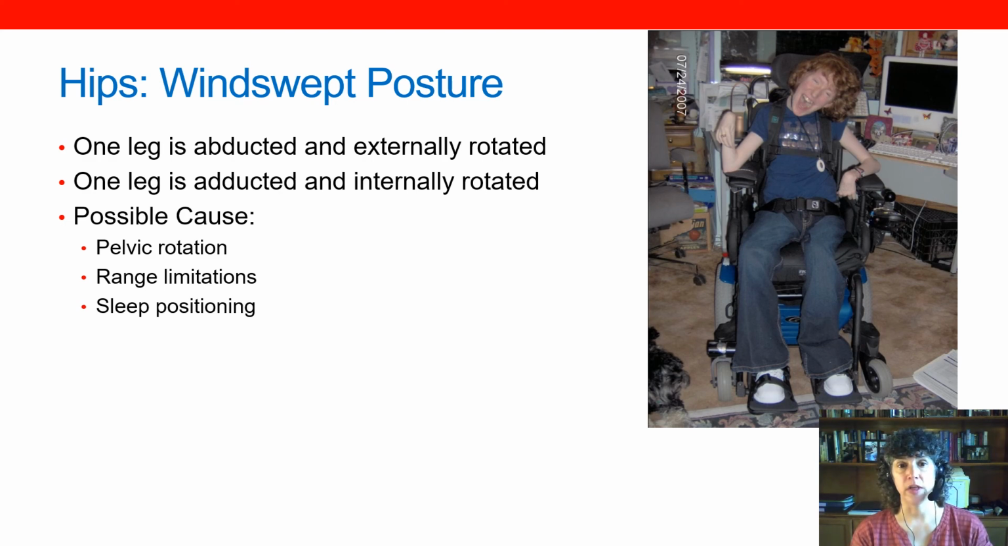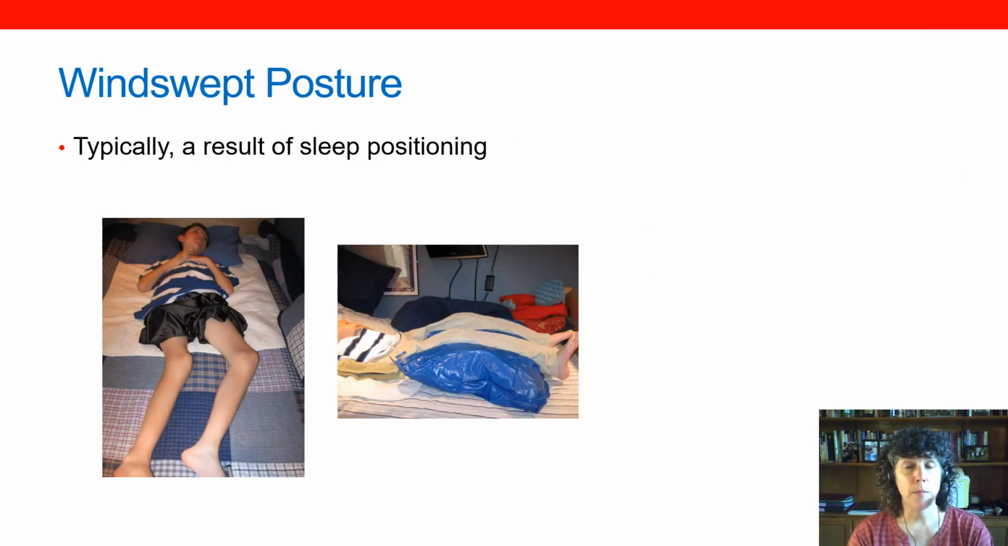Now, we mentioned before that some of our clients have this windswept posture where one leg is abducted and externally rotated, and the other leg is adducted and internally rotated. This can certainly be caused by pelvic rotation, or very specific range limitations, but often is a result of sleep positioning. So many of our clients lack full hip and knee extension, and it's because they spend so much time in a seated position.